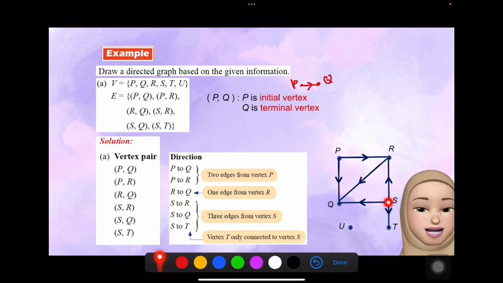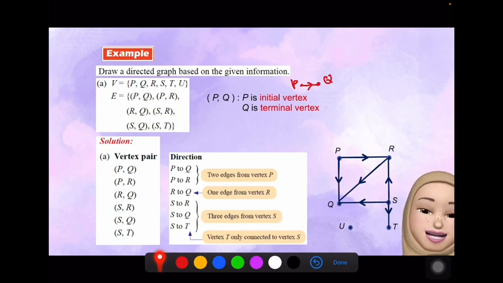So S to R, S to Q, and S to T. That means we have three edges from vertex S. And as you can see, vertex T is only connected to vertex S. So this is the directed graph based on the information given.